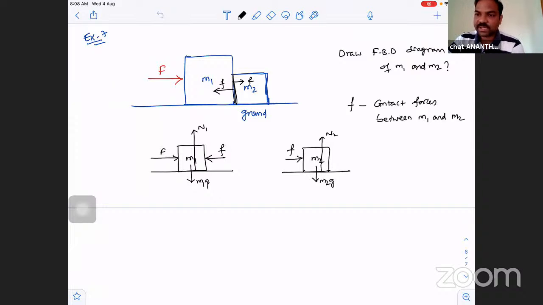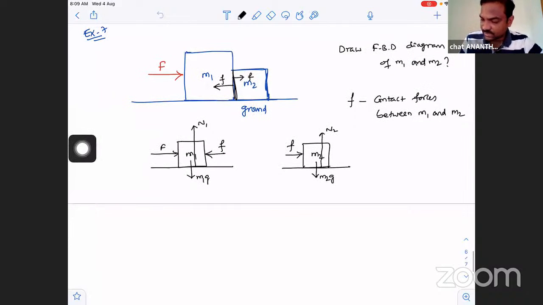From the ground, normal reaction will act, which is N1 on M1. On M2, N2 will act. So f is the force acting on M2 by M1. The same force will act on M1 by M2 also, action and reaction. If M1 is applying a force on M2, M2 also will apply a force on M1. Then on M1 you will get around 4 forces acting, and on M2, 3 forces are acting. So same situation, but we increase the number of objects.